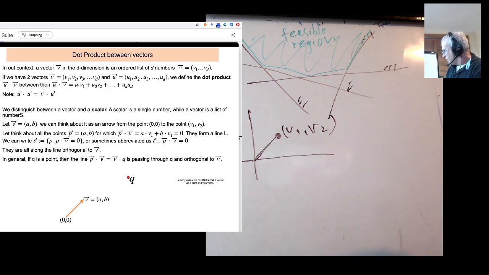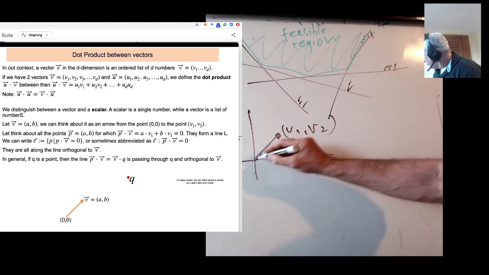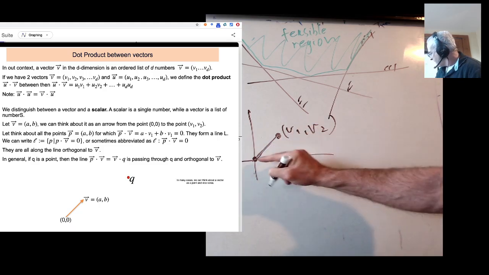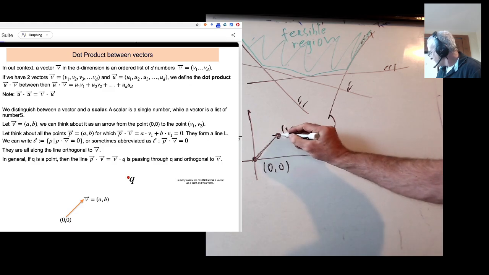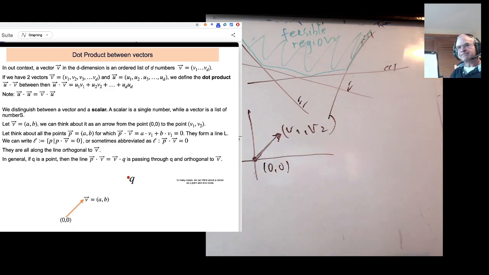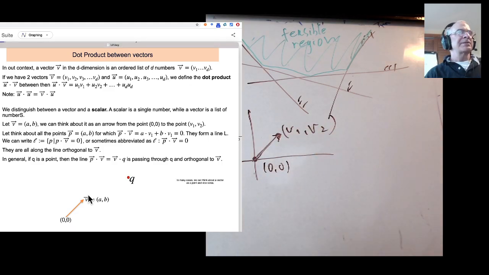Sometimes I'll think about this vector as an arrow that starts at 0, 0 and ends at V1, V2. So sometimes it's just a point, vector AB. Sometimes it's the end point of the arrow. Sometimes we'll think about it as the whole arrow itself, from 0, 0 all the way up to 1, 1.